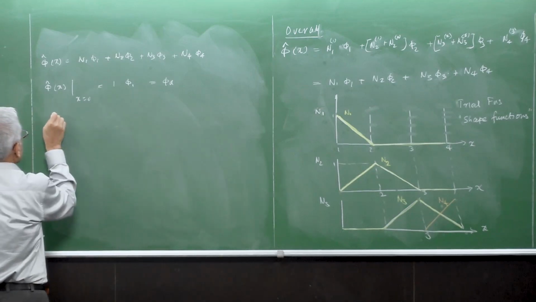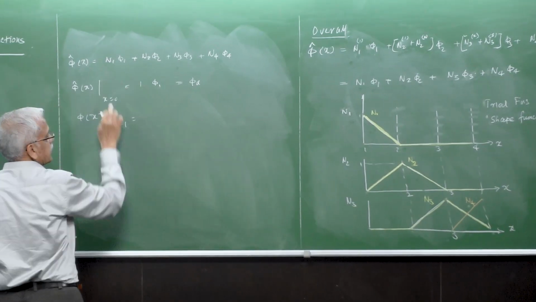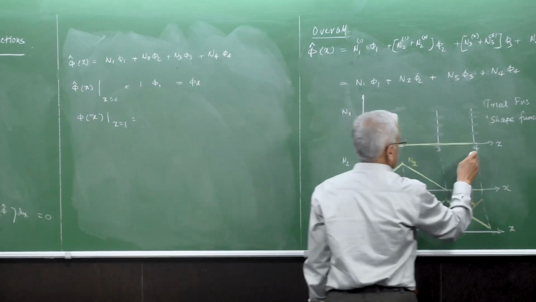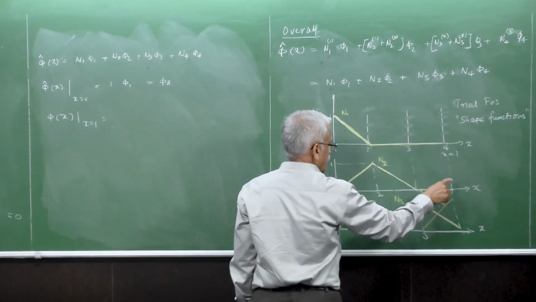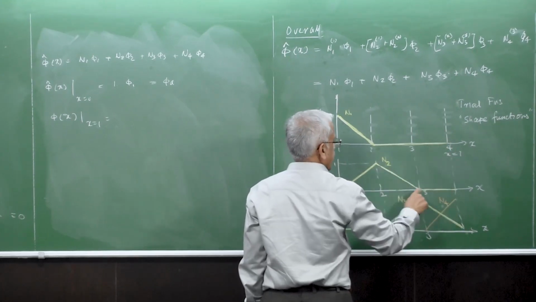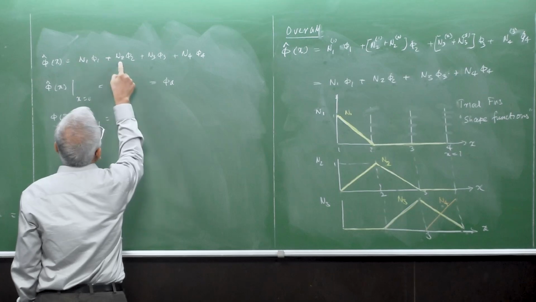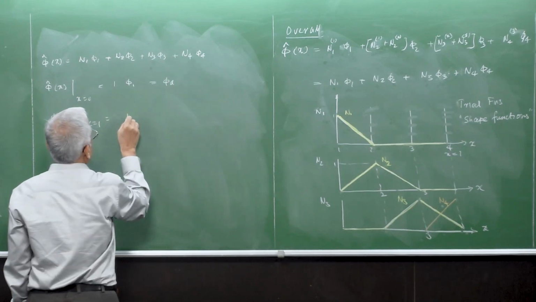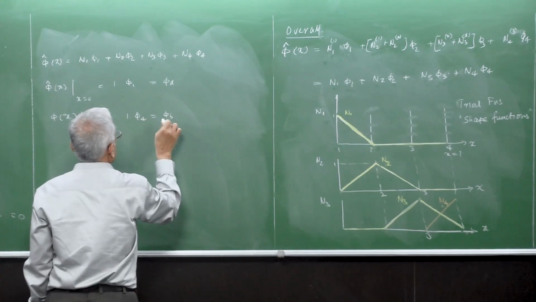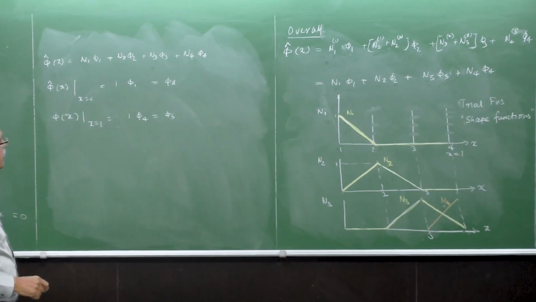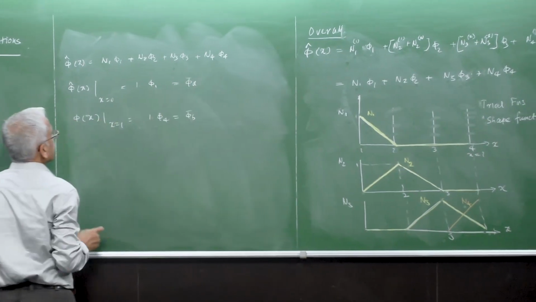Similarly, for the other boundary condition at x equal to 1, at this node 4, you can see that N1 is 0, N2 is 0, N3 is 0, but N4 is 1. So all these three are 0, leading to 1 times phi 4 itself, which is equal to phi b. So phi 1 and phi 4 are equal to phi a and phi b, which are defined for us. We'll put a bar there.